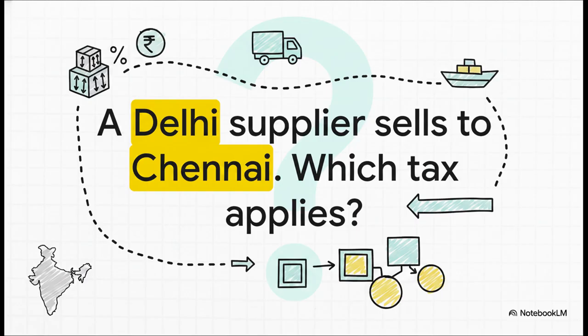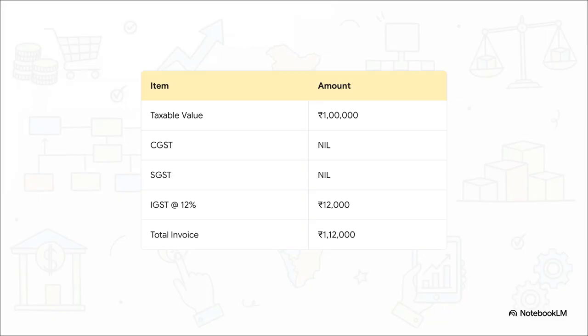Based on those dual model rules we just talked about, which specific type of tax applies here and how exactly is it calculated? Take a second to think about it. All right, here's the solution. Because the supply originates in Delhi and terminates in Chennai, it crosses borders. That makes it an interstate supply.